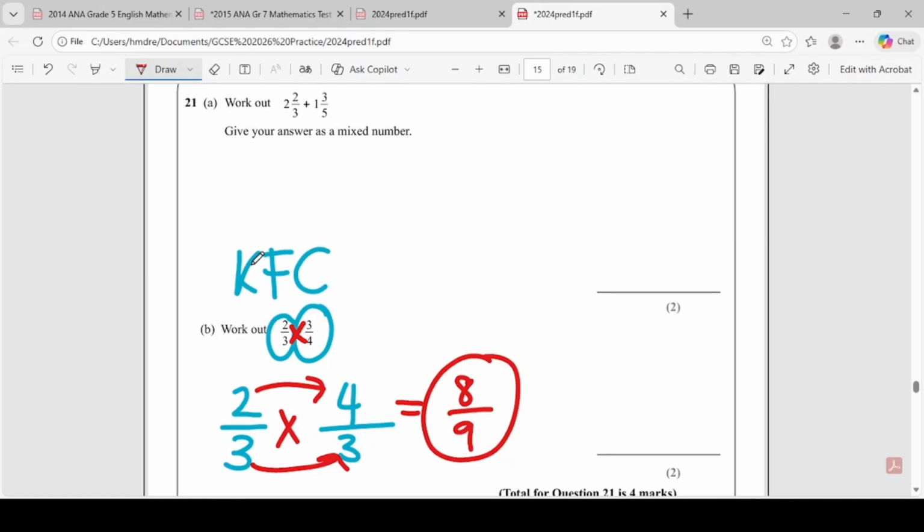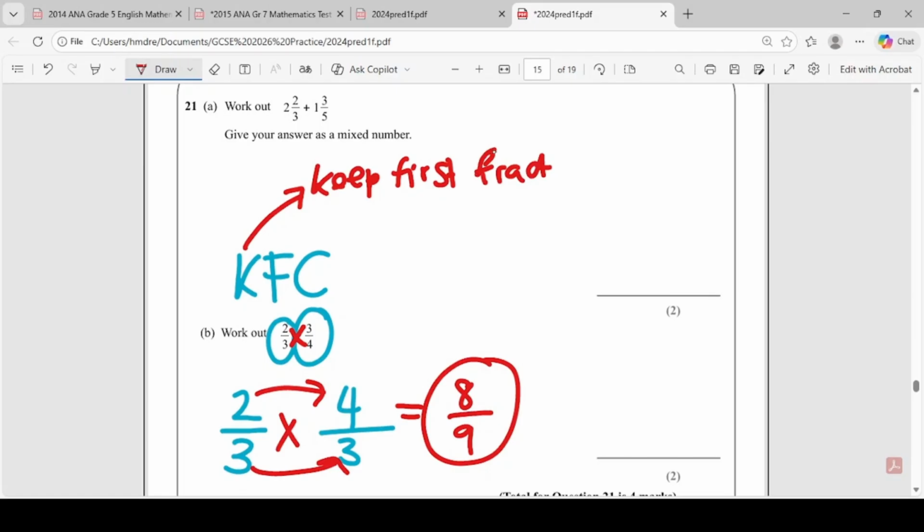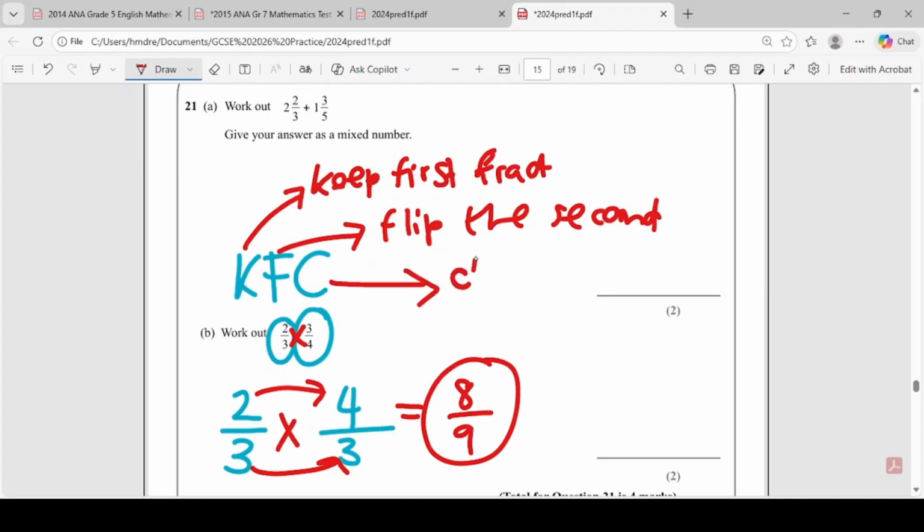You just have to remember it's always K, keep the first. Okay, so keep the first fraction. F, flip the second. And then C is change the sign. So division becomes multiply.